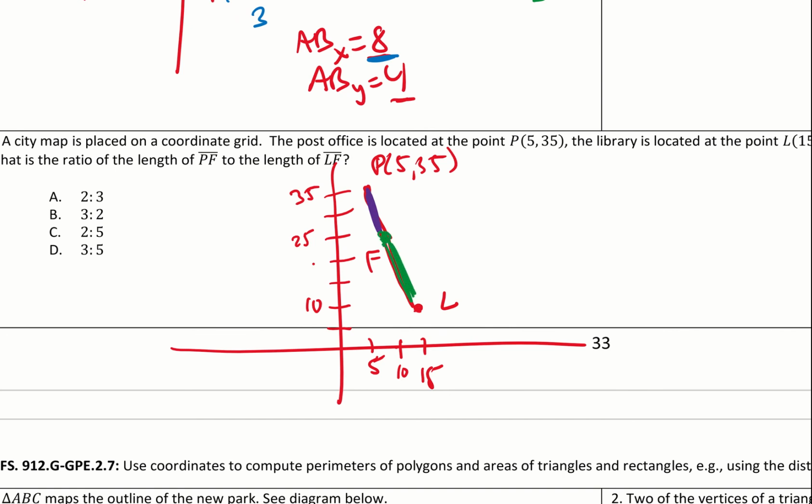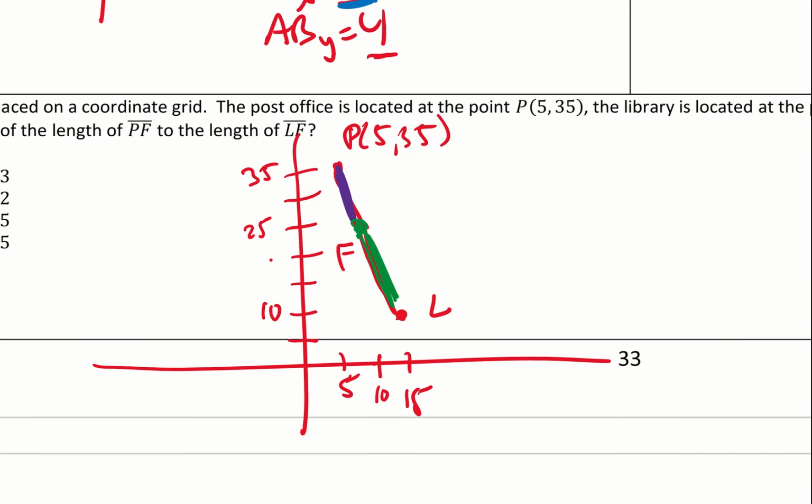Well, in order to find that, we need to figure out the x distance. We could do the x distance or the y distance. I prefer doing the x distance here. The coordinates of here is 9, 25. So let's focus on just the x distances. It's between 5 and 9, so that distance is 9 minus 5, which is 4.